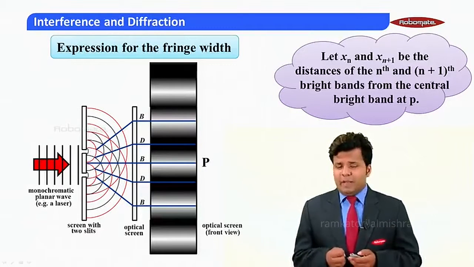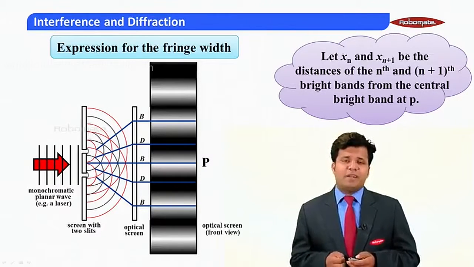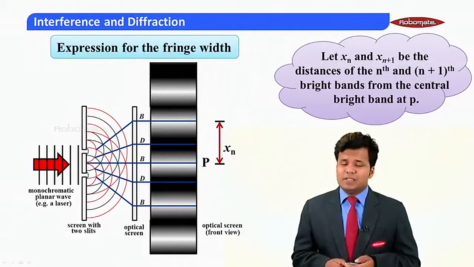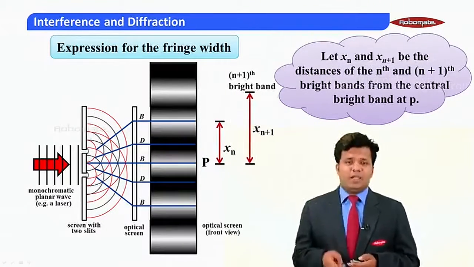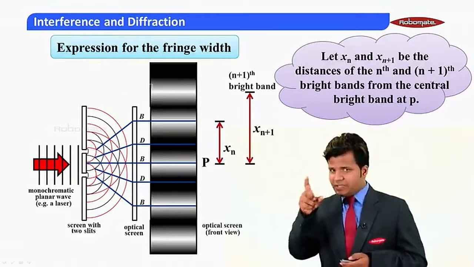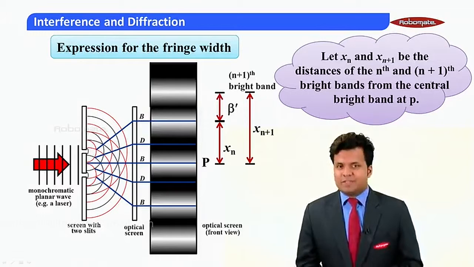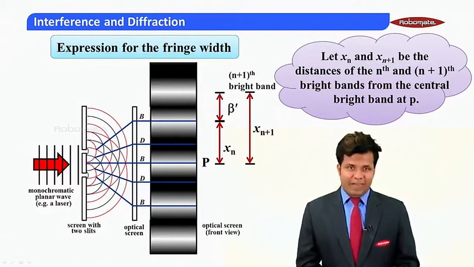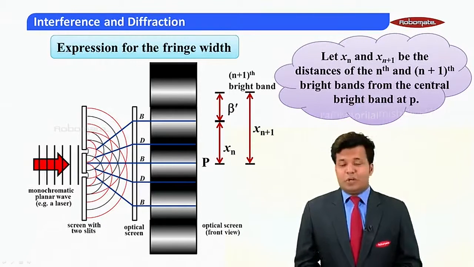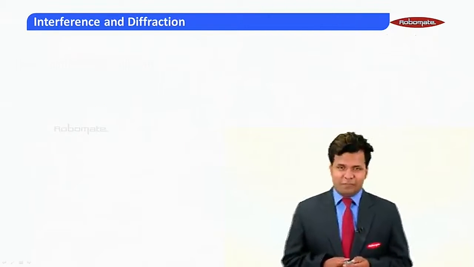Let me tell you, I'm going to assume it as x. So the nth bright band would have a distance of xn. The n plus 1th bright band would have a distance of xn plus 1. So you can see this is my nth bright band, so xn is the distance, and for n plus 1 it is xn plus 1. But if I take the difference of the two distances, I'm going to get beta dash as the fringe width. Students, I have considered the bright band, so this would be beta dash, the fringe width for the bright band.